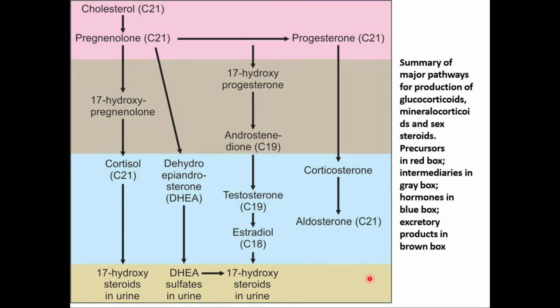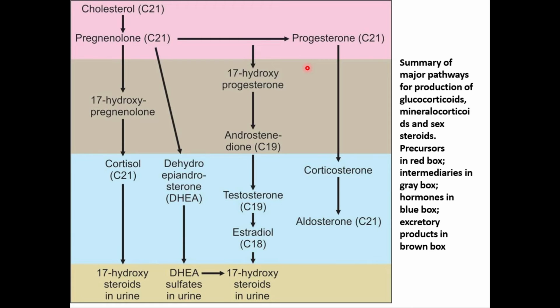So starting from cholesterol, in the first step, pregnenolone is produced. This 21-carbon pregnenolone is converted directly to another molecule known as progesterone. This progesterone is then converted to the remaining steroid hormones. Starting from pregnenolone, which is converted to cortisol through some intermediates, and ultimately is converted to 17-hydroxysteroids, which is a urinary steroid.